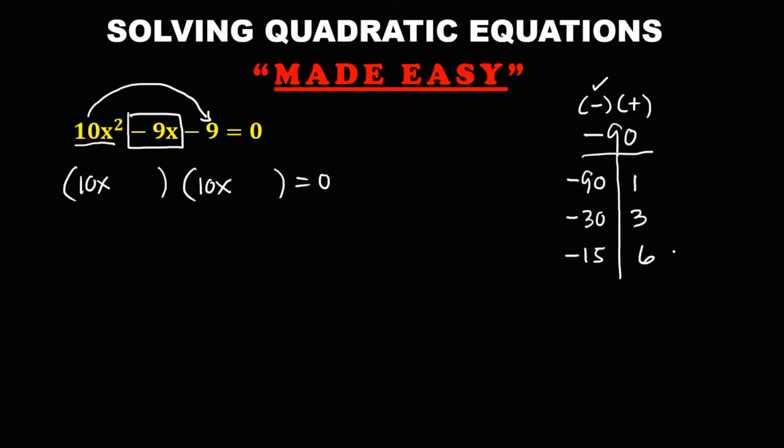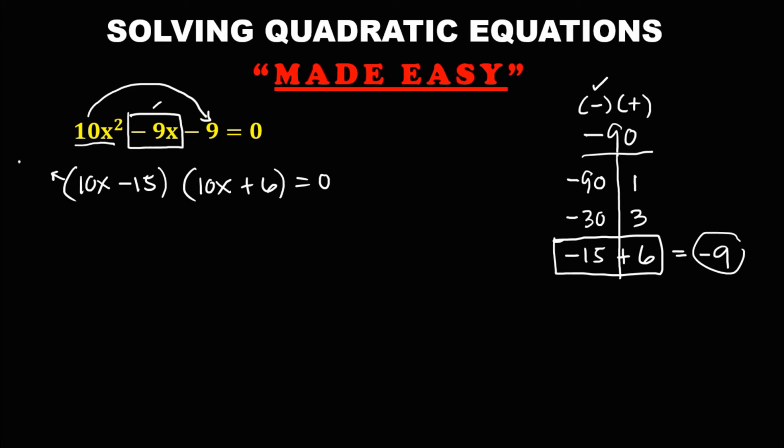Then observe that when we add this negative 15 and positive 6, the answer is negative 9, and negative 9 is the middle term. So these are the factors for this negative 90. We have negative 15 and positive 6. Then this time we need to reduce some of the factors.